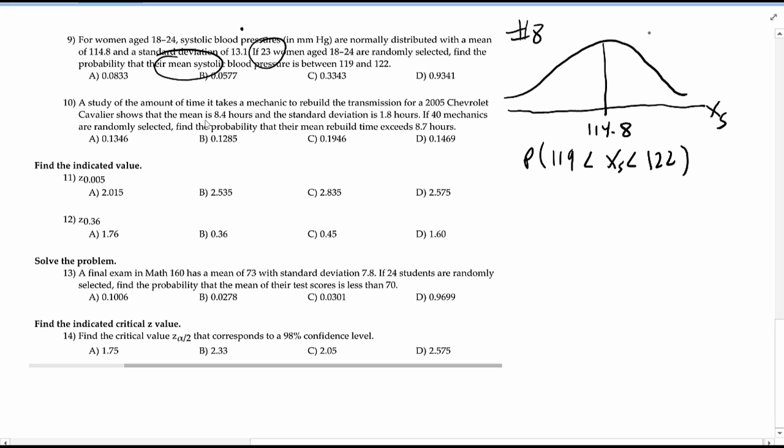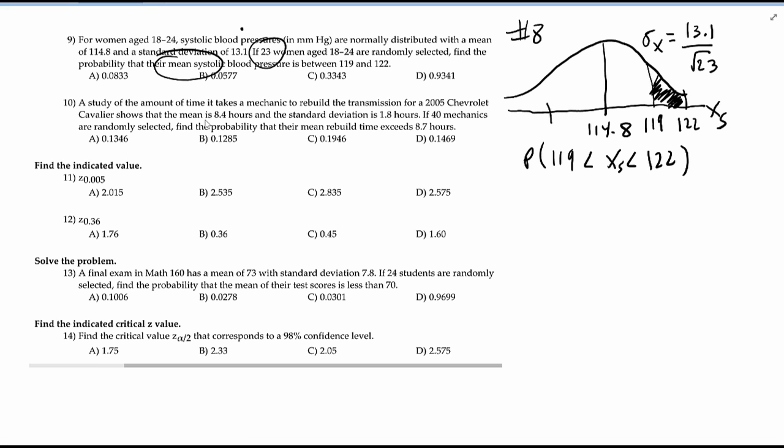We're doing problem number 9. And the standard deviation, remember that you have to adjust it, is the standard deviation of the population, which is 13.1 divided by the square root of the sample size, which is 23. We talk about sample size later on. And we want to find out what percentage of data, well, both values are above 114. So what percentage of data is between 119 and 122. So we want this little area right here.